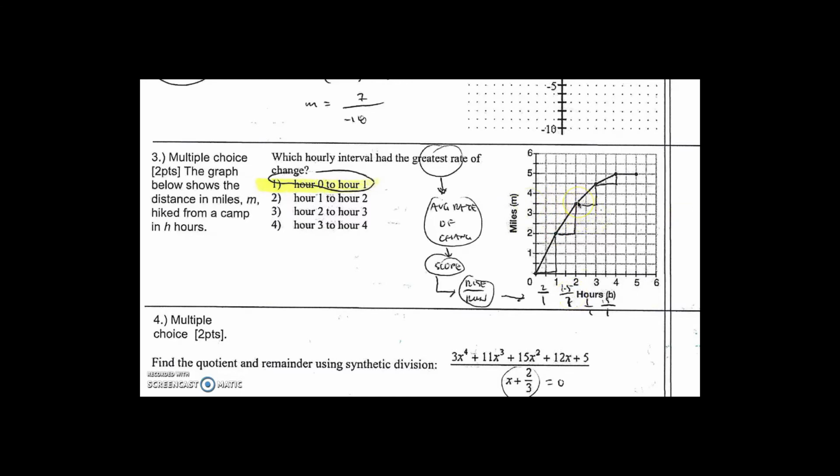So basically I'm just calculating the slope or the average rate of change. Here I have a rise of 0.5 and a run of 0.5, so that's 1 mile in 1 hour. Each of these boxes is a half hour, so I want to go 2. Here I only go 0.5 over 1 hour, so 0.5 over 1. So of these, which is the greatest? That would be this one right here in this interval, 0 to 1.